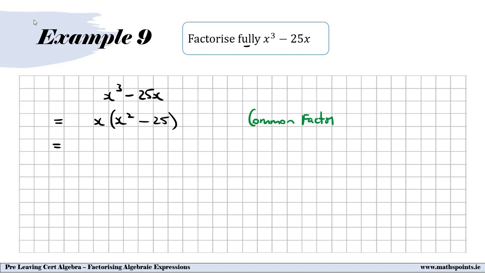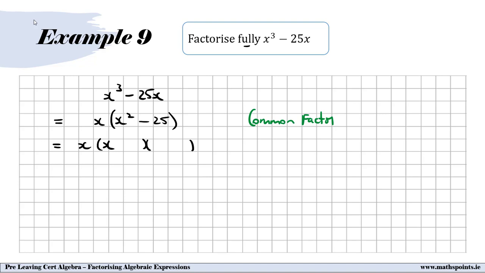Hopefully people notice that within the bracket, we have the difference of 2 squares. And so what I'm going to do is leave x outside of the first bracket. And then with the difference of 2 squares, remember we do 2 brackets underneath it like that. I know that in the difference of 2 squares, the first part of each bracket is the term being squared to give the x squared.